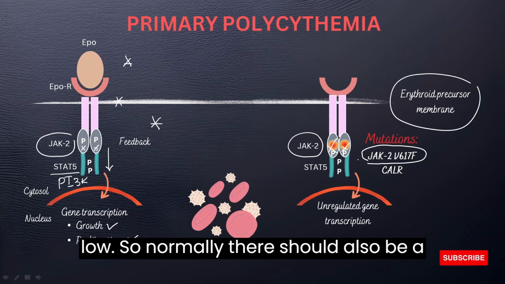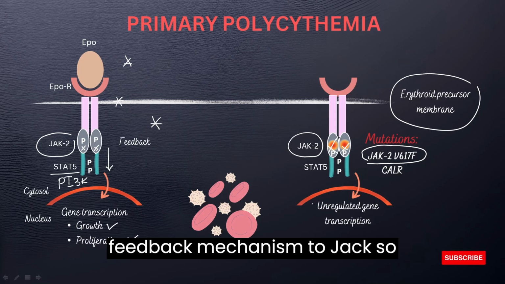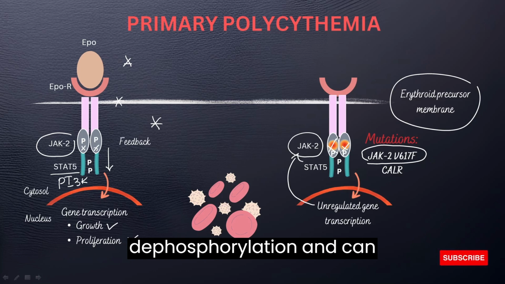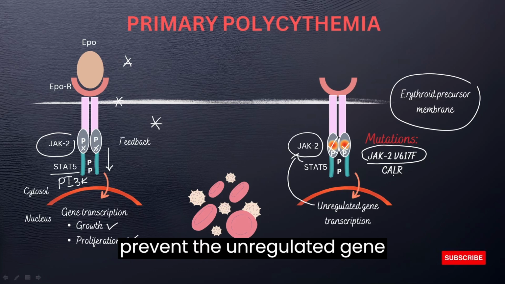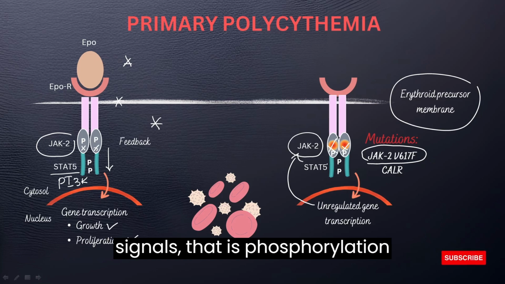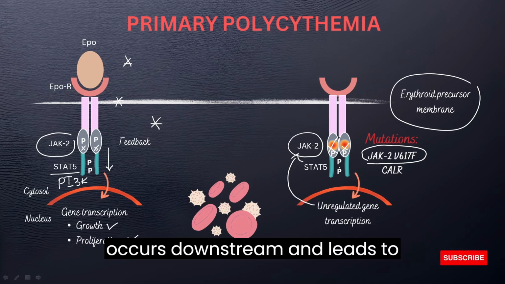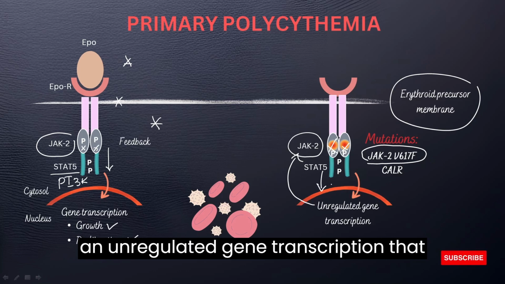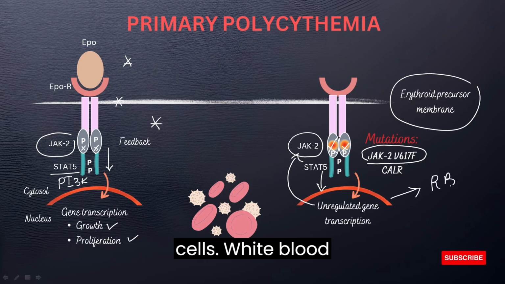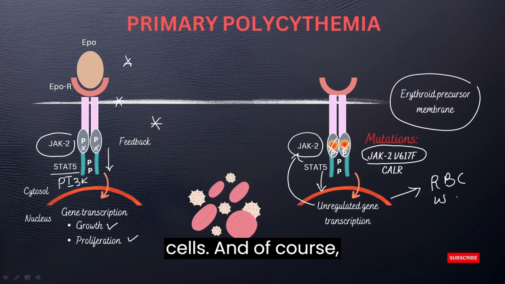So normally, there should also be a feedback mechanism to JAK so that JAK can inhibit itself through a dephosphorylation and can prevent the unregulated gene transcription. But in this case, the signals, that is phosphorylation, occur downstream and lead to an unregulated gene transcription that causes excessive production of red blood cells, white blood cells, and of course, platelets.